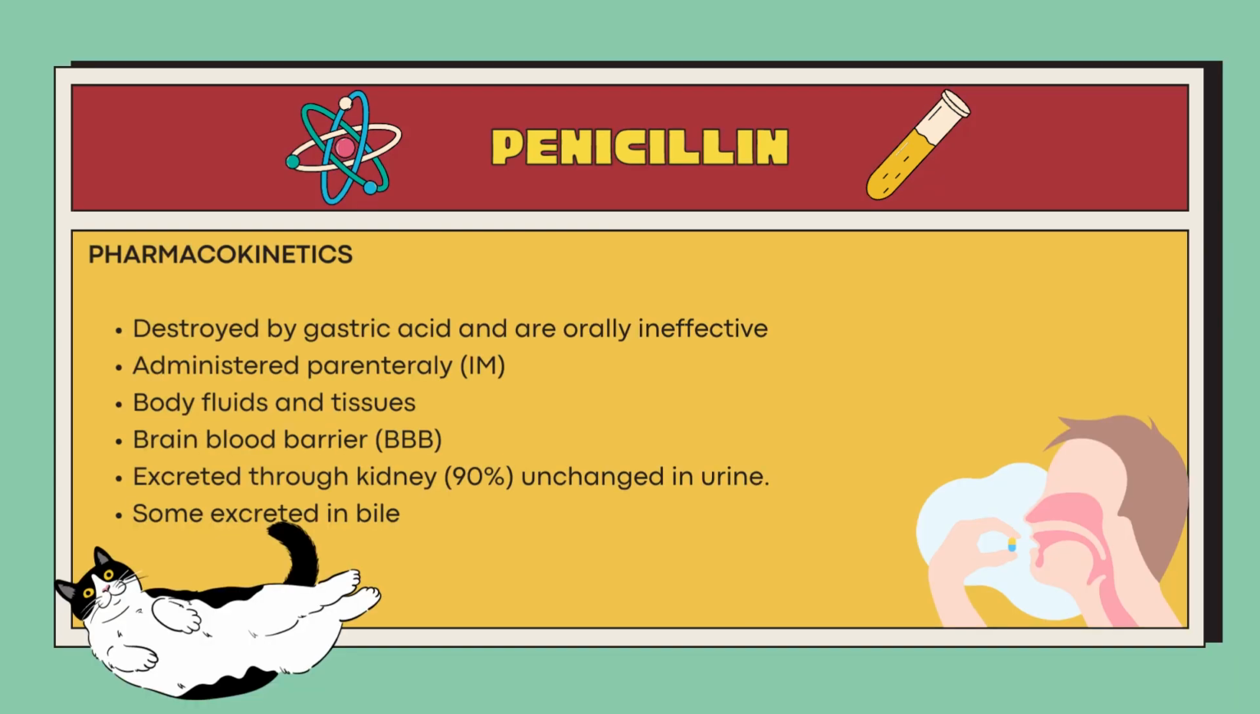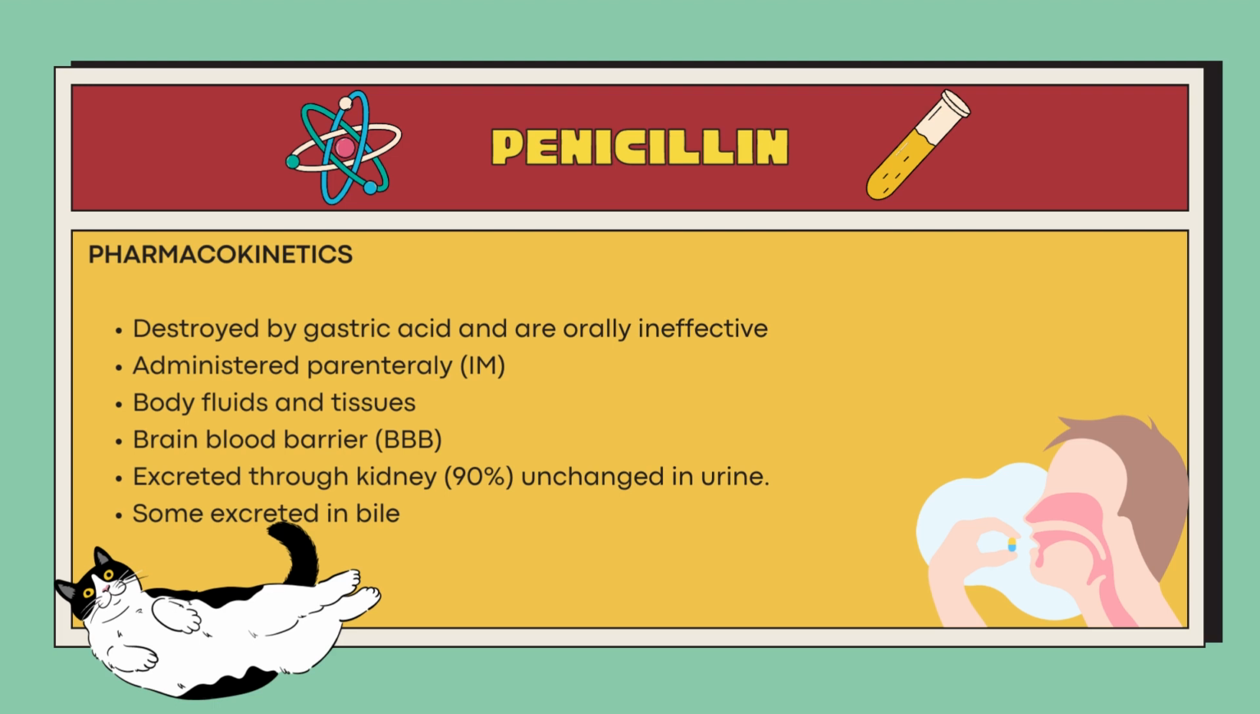Penicillin G, its salts, and methicillin are destroyed by gastric acid and are orally ineffective. Only the acid-resistant penicillins like ampicillin can be given orally, and their peak plasma concentration is reached within about 2 hours. Most of the penicillins, including repository penicillins, are administered parenterally, usually intramuscular. Penicillins are widely distributed in the body fluids and tissues. They can cross the blood-brain barrier or BBB in subtherapeutic concentration in the presence of inflammation of meninges only.